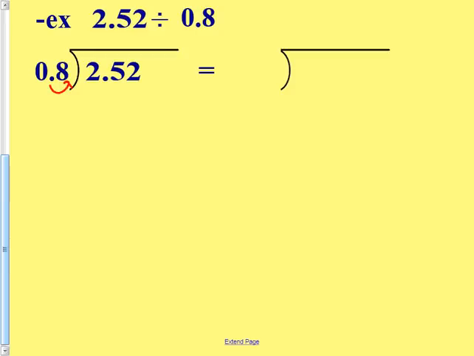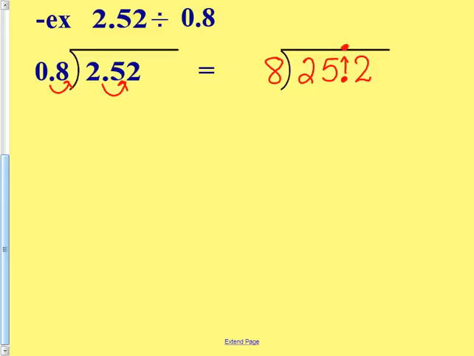It says I need to move 1 place so my divisor can be 8, which means the decimal inside the dividend has to also move 1 place. It is okay to have a decimal in your dividend as long as your divisor is a whole number. Decimal comes straight up, and I can start dividing.